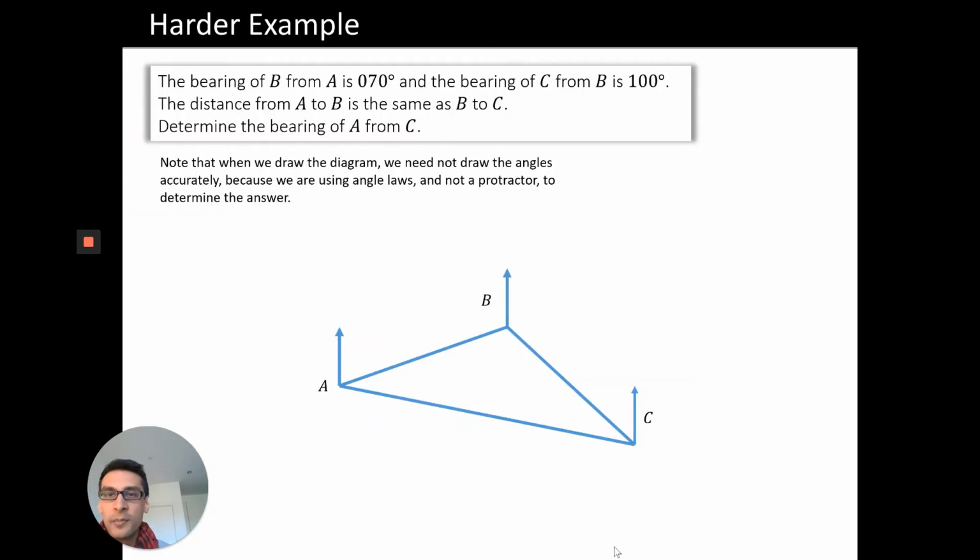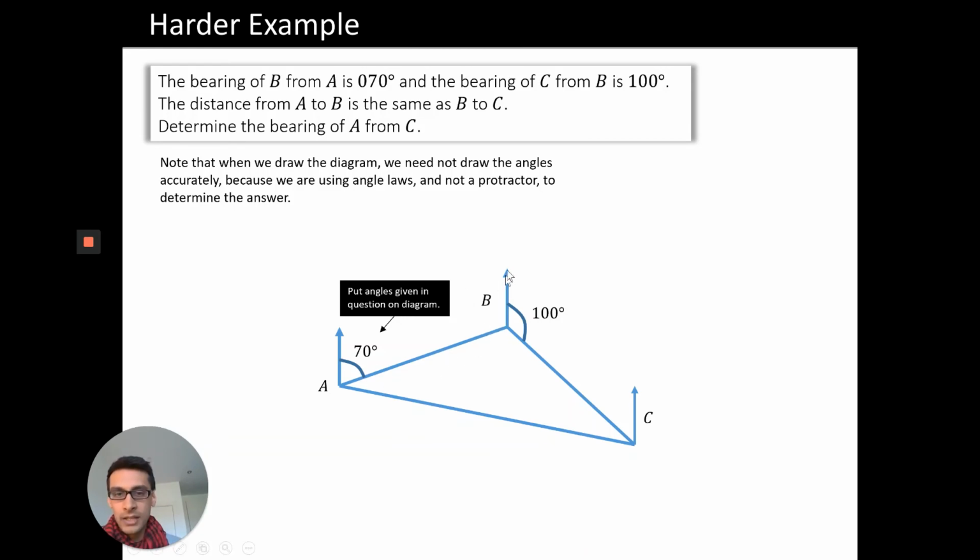A bearing of B from A 70, so this is the rough shape you should have. Now you know that's 70 and that's going to be 100. This is the method that you could have used to work out the bearing here.